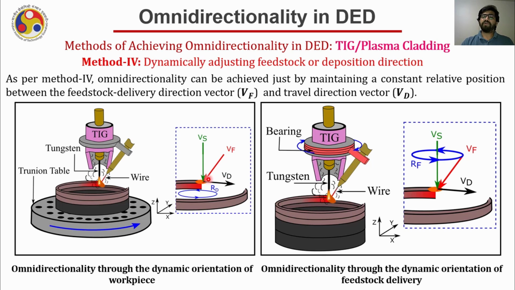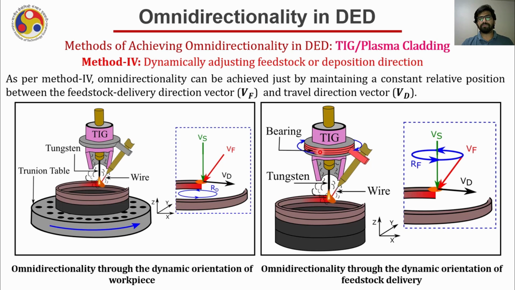Now in this case, what will happen if the direction VD changes? If VD changes, then the angle between VF and VD will change. Hence, we should maintain the angle between VF and VD to make the process omnidirectional. So instead of changing VD, we can rotate the substrate in such a way that VD remains at the same position. As a result, the angle between VD and VF is always the same, and hence the process becomes omnidirectional. In a similar fashion, if you don't want to change the direction of VD dynamically, you can rotate the wire feeder as well.